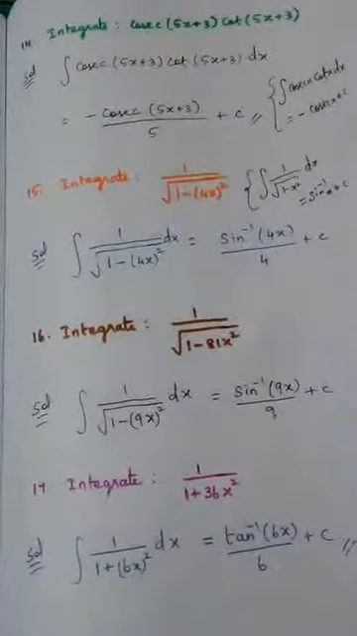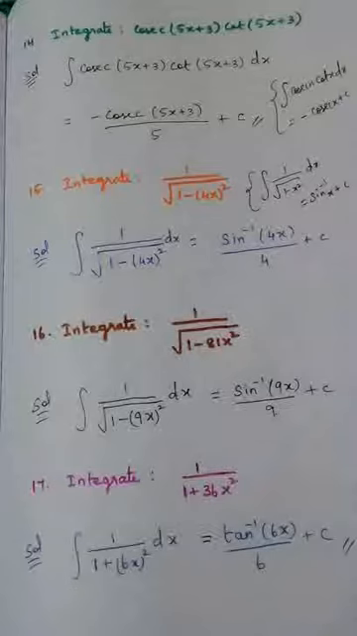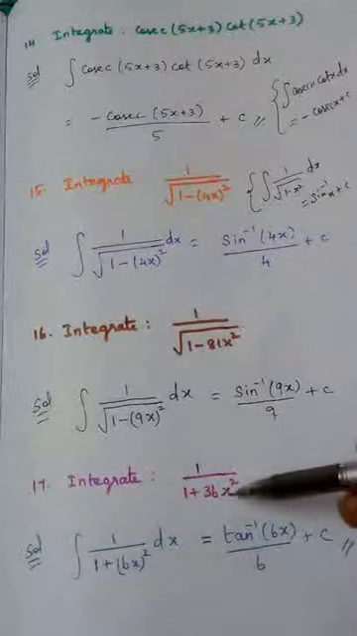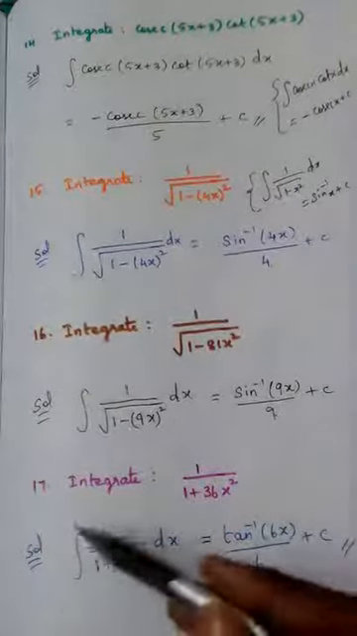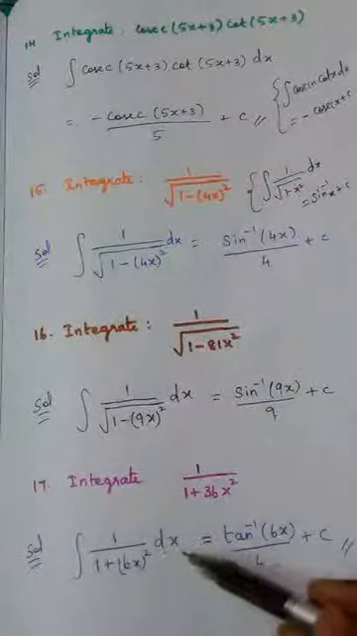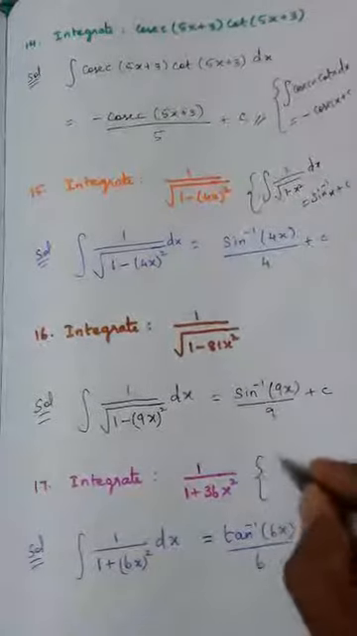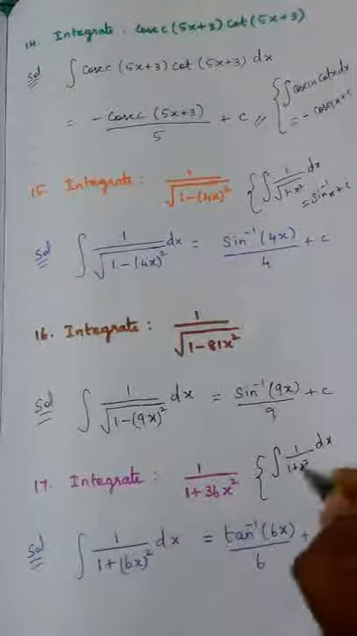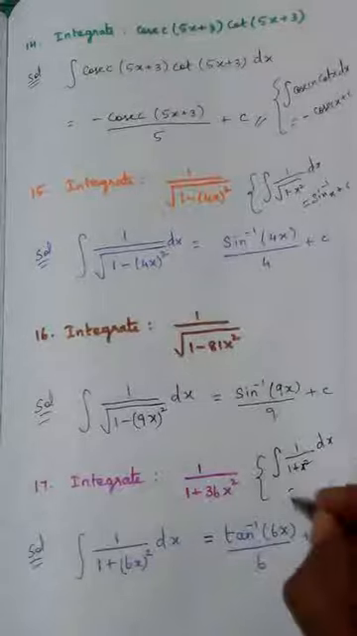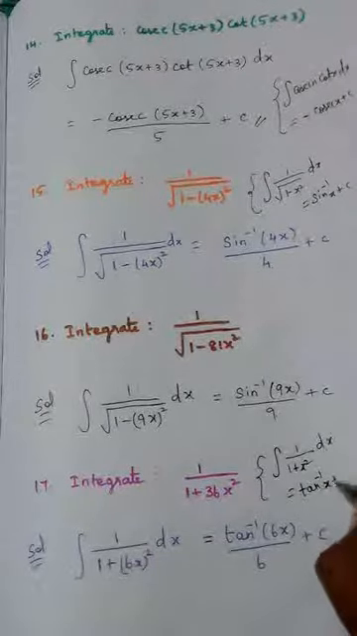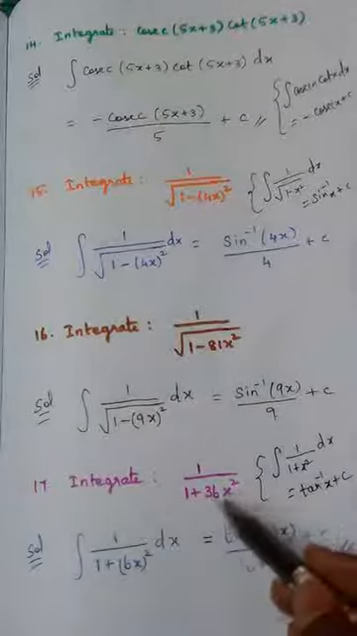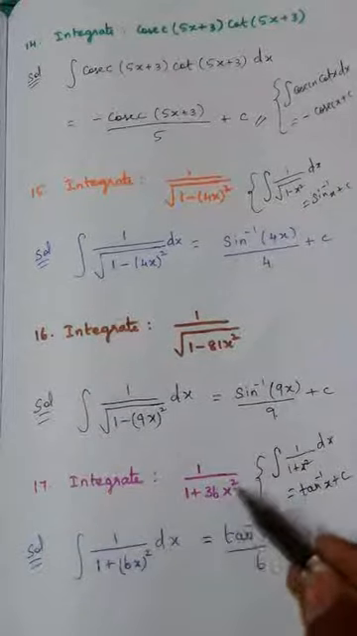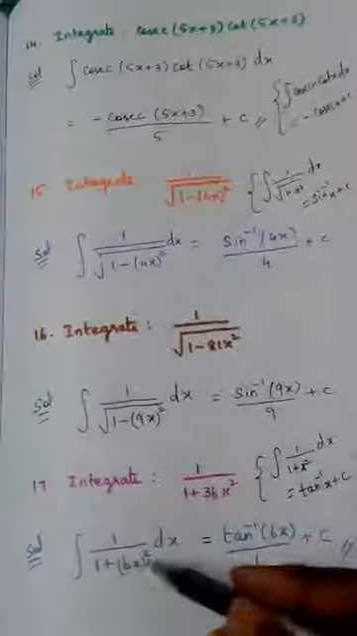Hope you are understanding. I am explaining the same concept through different problems. Problem number 17. Integrate 1 by 1 plus 36x square. So putting the integral symbol, writing the function dx. And we know the integration formula, integral 1 by 1 plus x square dx. This is x square. The formula is tan inverse x plus c. Here 36x square is written as 6x the whole square into dx.